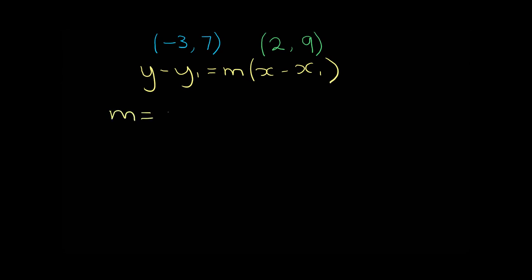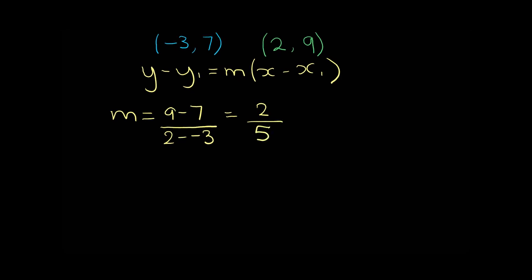So m in this case is going to be 9 minus 7, change in the y's, over 2 minus -3, the change in the x's. So that gives us 2 on the top, and 2 minus -3 is 5. So our gradient is 2/5.